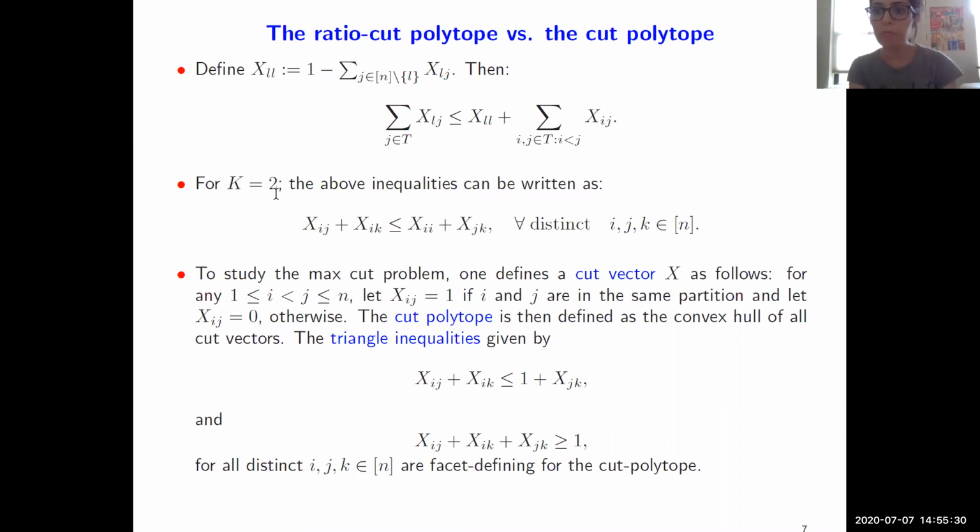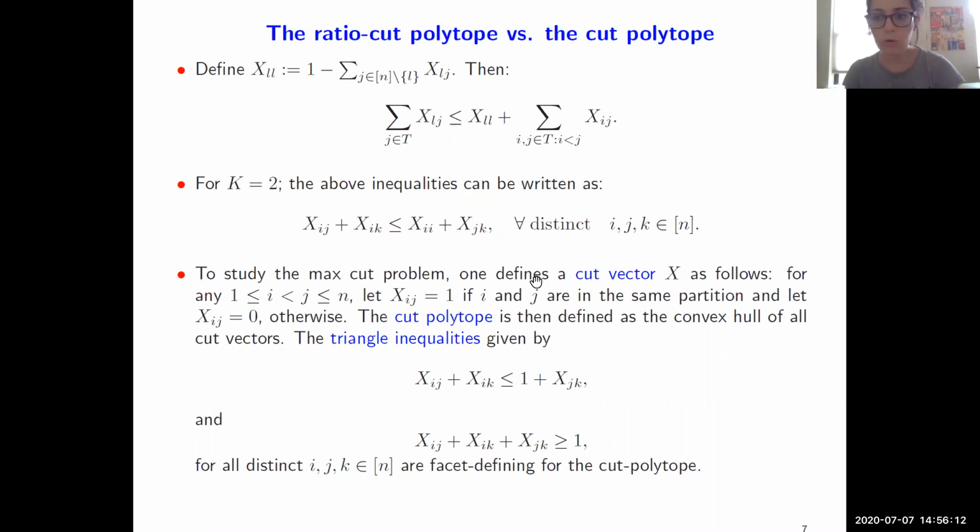If you have seen the Boolean quadratic polytope or the cut polytope, this is very familiar. In fact, if x_ii is replaced by 1, you get the triangle inequalities. So let's back up a bit. To study the max cut, we define a cut vector as follows: given 2 points, if they are in the same partition, let x_ij be equal to 1; if they are in different partitions, let it be 0. That's a cut vector. The convex hull of all the cut vectors is the cut polytope, and the so-called triangle inequalities are facet defining for the cut polytope.